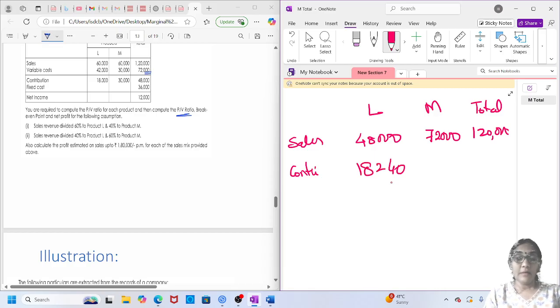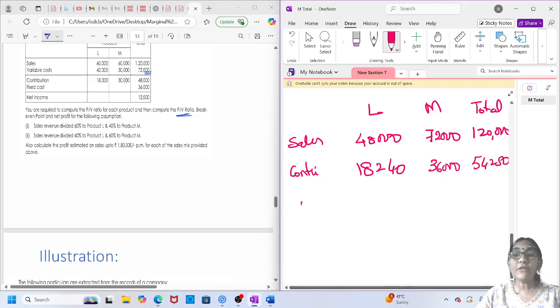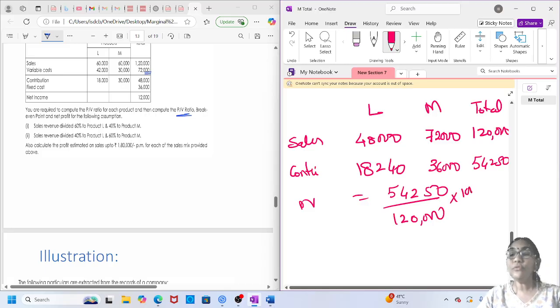18,240, right? 72,000 into 50%, 36,000. Total contribution will be 54,240. PV ratio will be calculated as 54,250 upon 1,20,000 into 100. This is the weighted average, right?